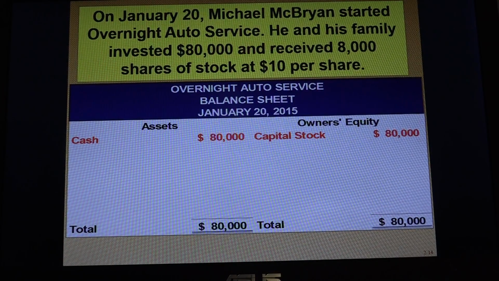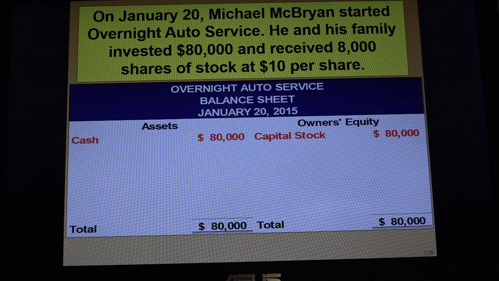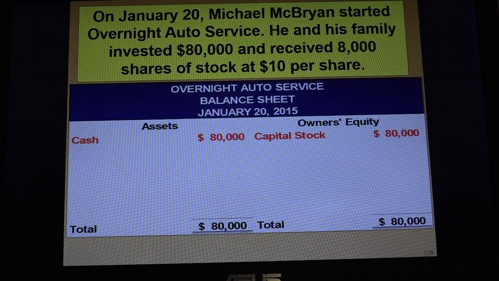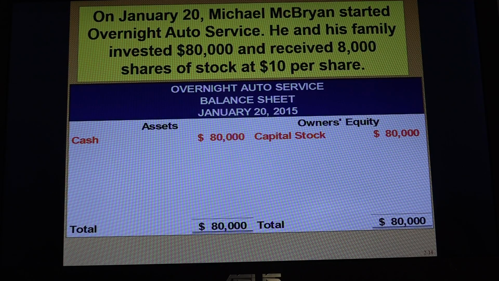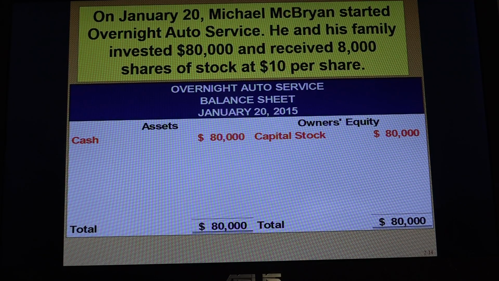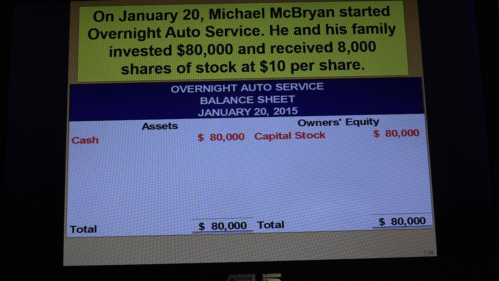So in assets, you would put your cash of $80,000, and in owner's equity, you would place an account called capital stock for $80,000.